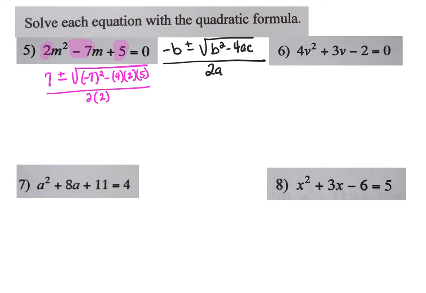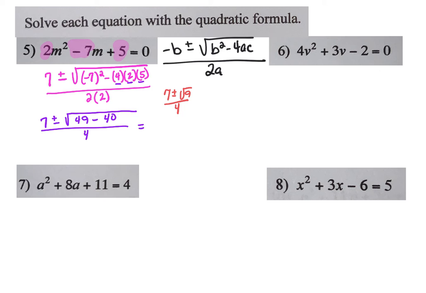Once I have that, I'm just going to simplify. All right, so I end up with 7 plus or minus. What is -7 when I square it? 49 minus 4 times 2 times 5. 4 times 2 is 8. 8 times 5 is 40. All over 2 times 2, which is 4. I have 49 minus 40 in there, so I'm going to simplify that to be just 9. 7 plus or minus the square root of 9 over 4.